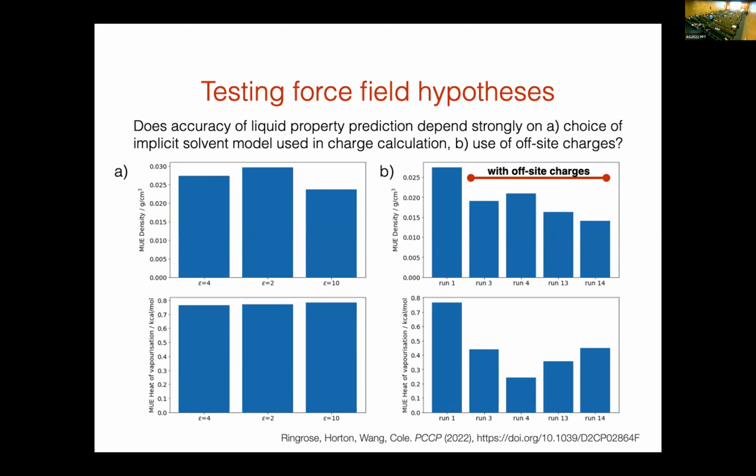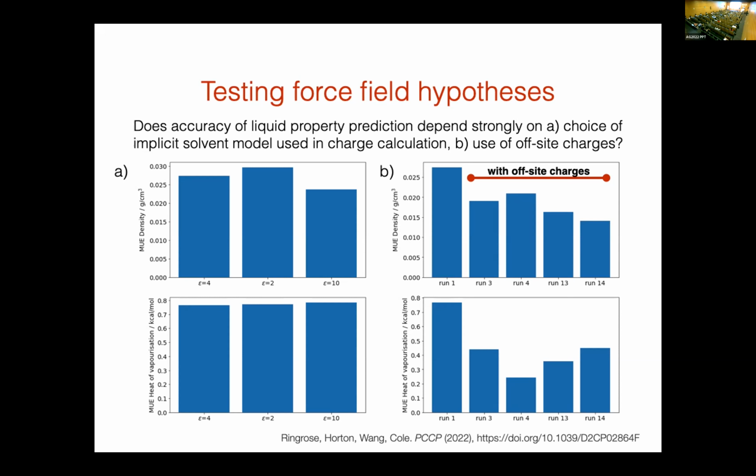So firstly, does the accuracy of liquid property prediction depend strongly on the choice of implicit solvent model used in the charge calculation? So remember, these are used to pre-polarize the charges on the molecule. And interestingly, if we look at errors in the density on the left, at the top, and errors in the heats of vaporization of several molecular liquids parameterized with QUBE, then actually we get a very constant error, which is independent of the choice of implicit solvent model.